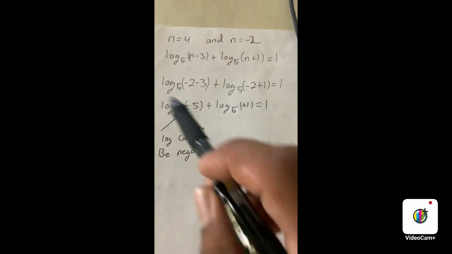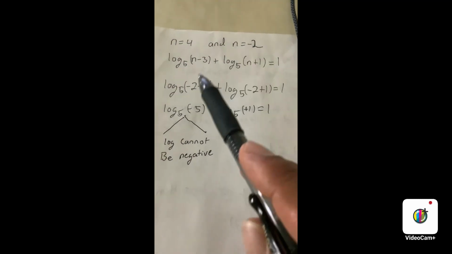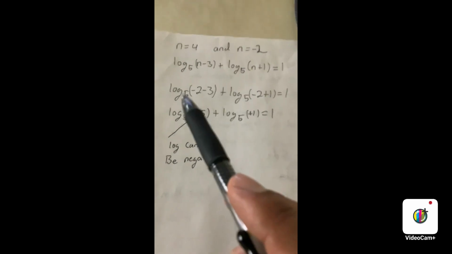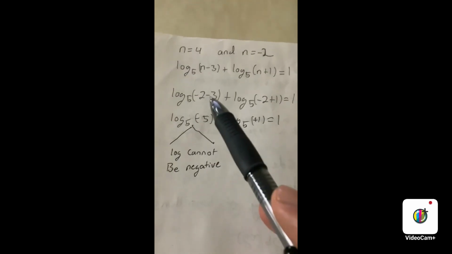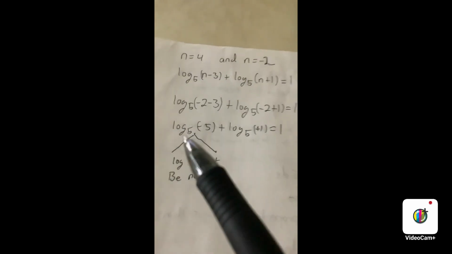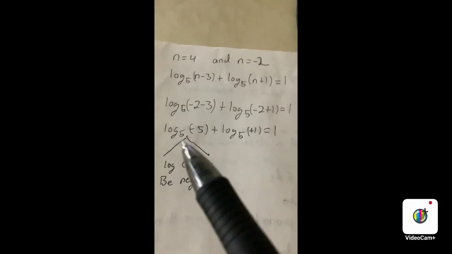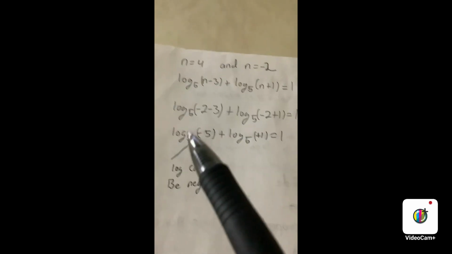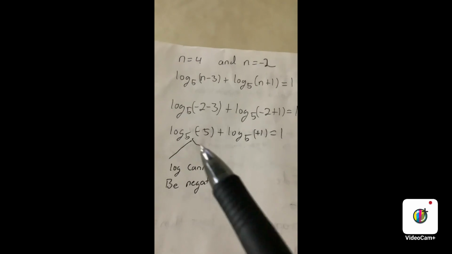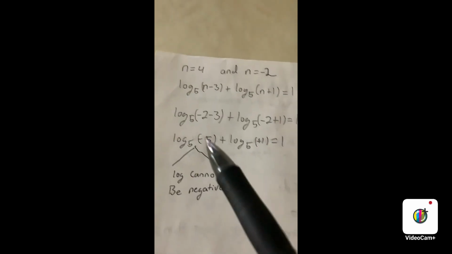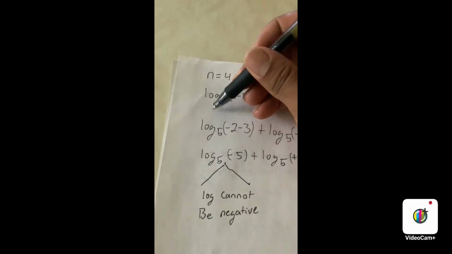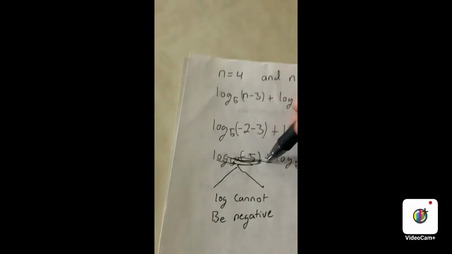So we're going to start with n equals negative 2 and plug it in. So we plugged in negative 2 into log base 5 of (negative 2 minus 3) plus log base 5 of (negative 2 plus 1) equals 1. That gave us log base 5 of negative 5. And when we are using logs, the argument of a log cannot be negative, so this would not work.